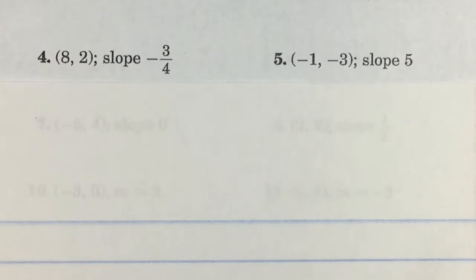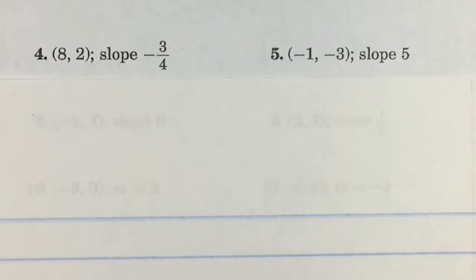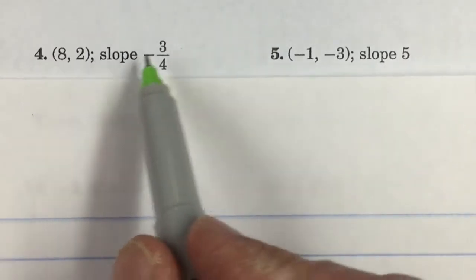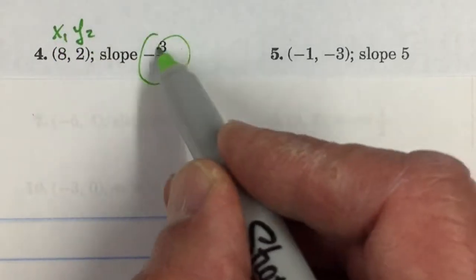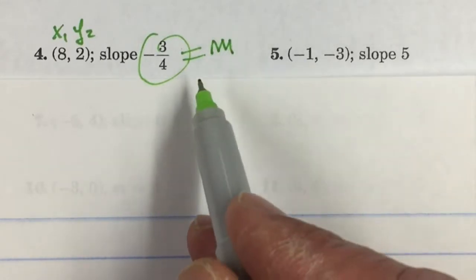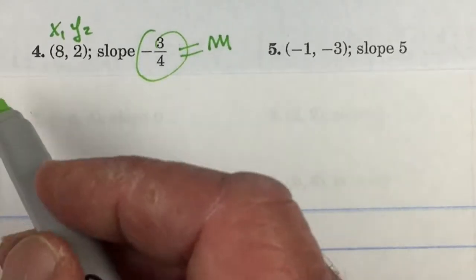Let's try now example number 4. The equation, the line that passes through this point, and this is slope. So this is going to be x1, y1, okay? And my slope, this one is going to be my m, as in Mary. All right, let's do it.